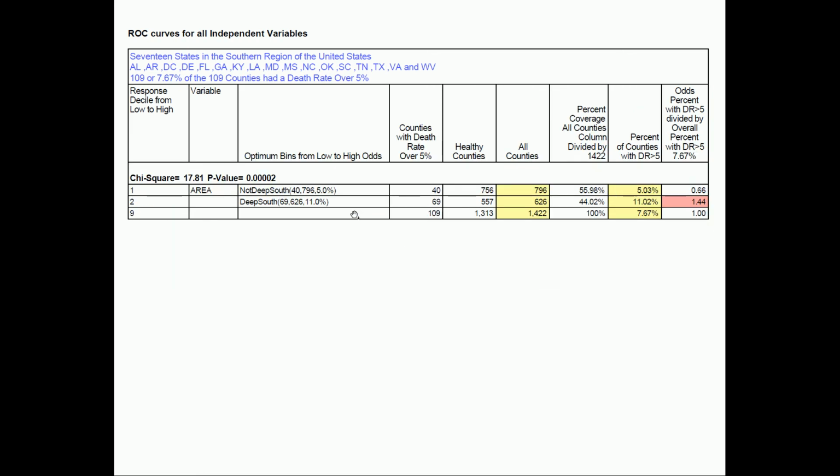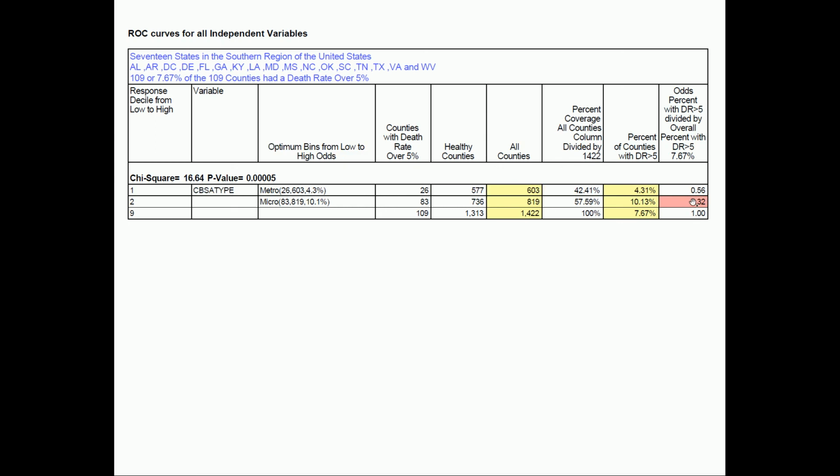The Deep South, there's 7 states in the Deep South. In the Deep South, you're 44% more likely to have a death rate over 5%. Micro, you're 30% more likely if you're in a micropolitan area than a metropolitan area.